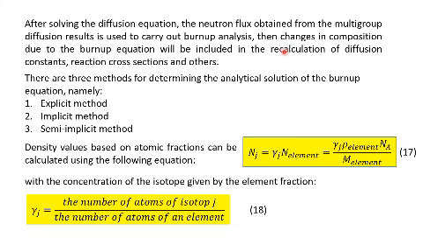Before solving the burn-up equation, the first thing we must do is calculate the atomic density of each material used in the reactor core. Density values based on atomic fraction can be calculated using equation 17, with the concentration of the isotope given by the element fraction in equation 18.